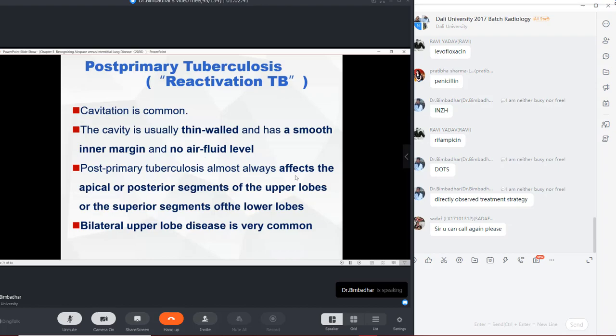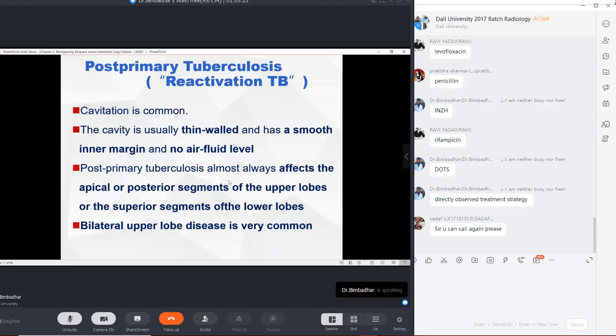But an abscess is entirely different from a cavity. Remember this, we will talk about the abscess later on. So no air fluid level indicates that the patient is only having liquefactive necrosis. Caseating granulomatous necrosis has not happened in these patients yet. The patient just presents with a liquefactive reaction. So how can we differentiate the cavity? It is thin walled and has a smooth inner margin.